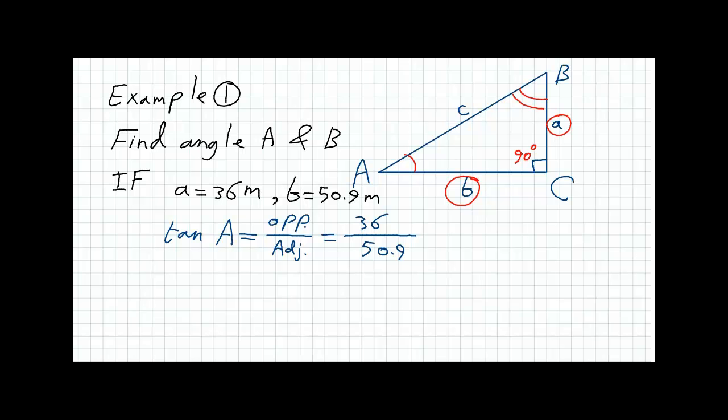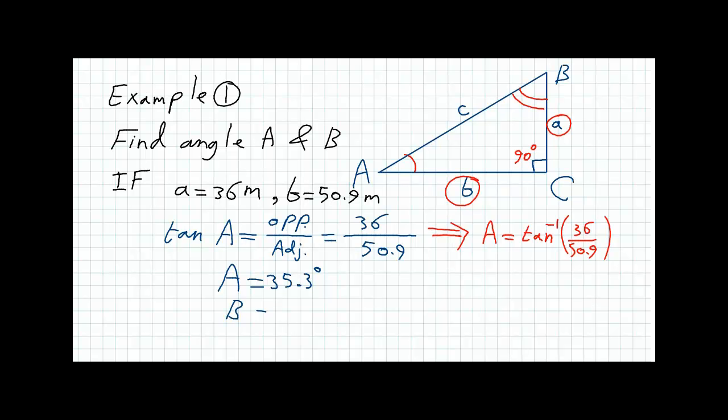50.9. Then we can find angle A using the inverse tan in the calculator, pressing shift tan and entering this fraction inside. So we will have that angle A is equal to 35.3 degrees rounded to nearest tenth. Now to find angle B, it's easy since A plus B is equal to 90 degrees. So we will say 90 degrees minus 35.3 degrees. This will give us the measurement of angle B, which is 54.7 degrees. Let us take another example.